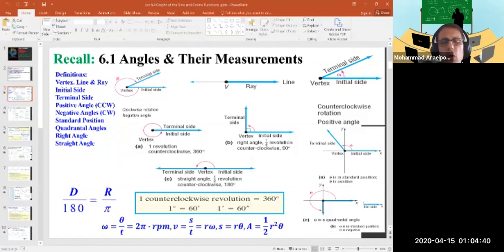We dealt with omega versus v. V is the linear velocity. Omega is the angular velocity. S, the arc length, is r theta, and A, the area of a sector, is 1/2 r squared theta.